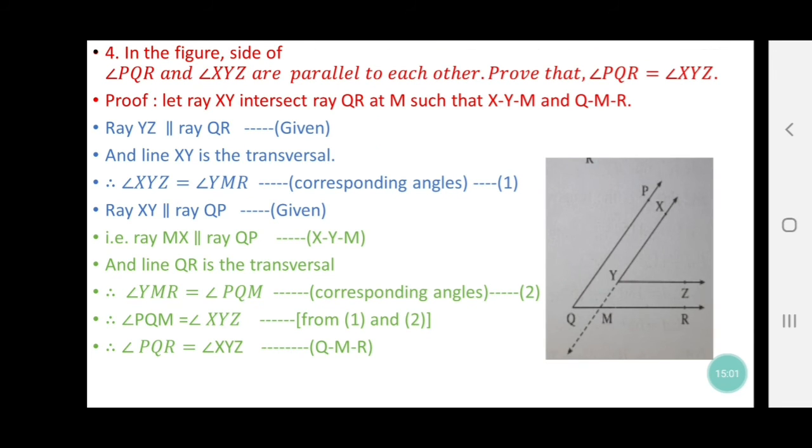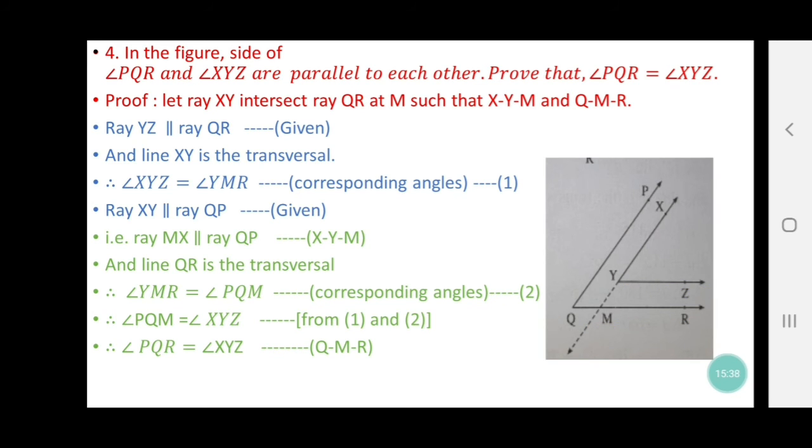So here we come to question number 4. In question number 4, what is given to us? Given in the figure, the sides of angle PQR and angle XYZ are parallel to each other, and we have to prove that angle PQR is equal to angle XYZ. The sides are parallel, means XY is parallel to PQ. Similarly, YZ is parallel to QR.